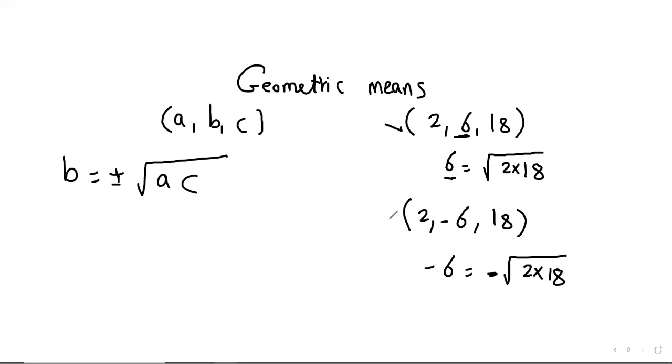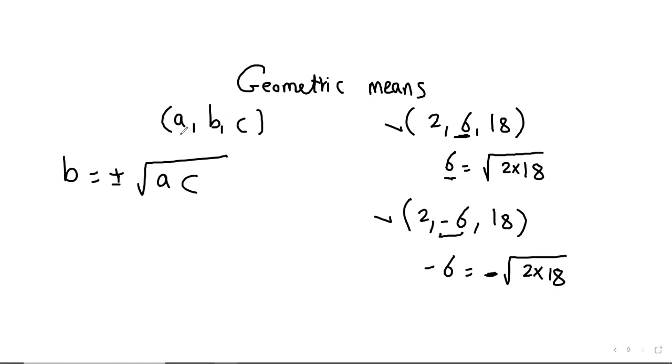And if we have a sequence like this one, A is 2 and R is negative 3. So the sequence is 2, negative 6, and 18. And this negative 6 came from what? The negative square root of 2 times 18. 2 times 18 is 36, and put negative in front of it.